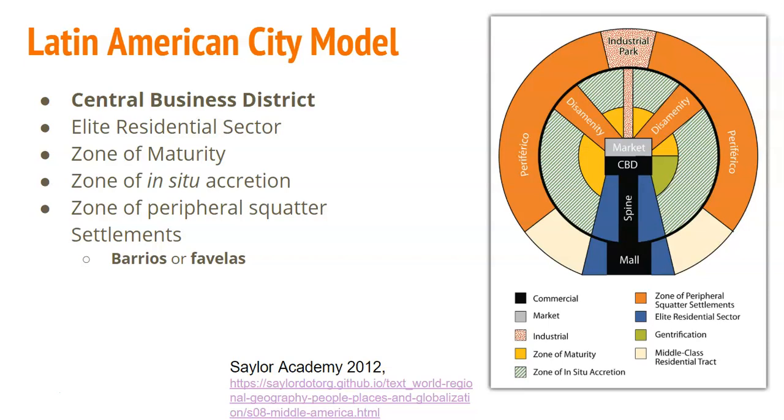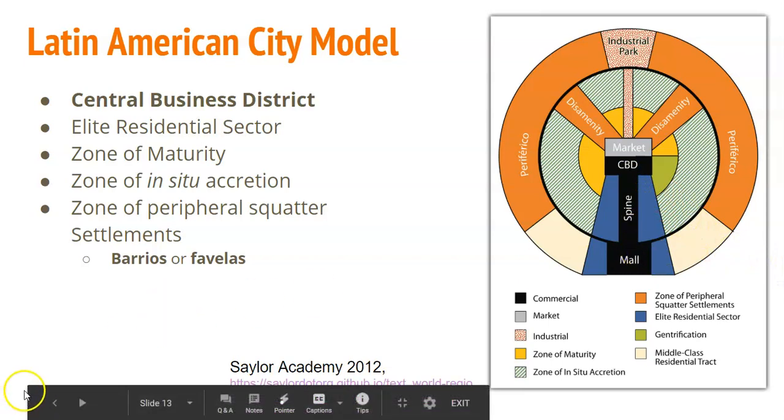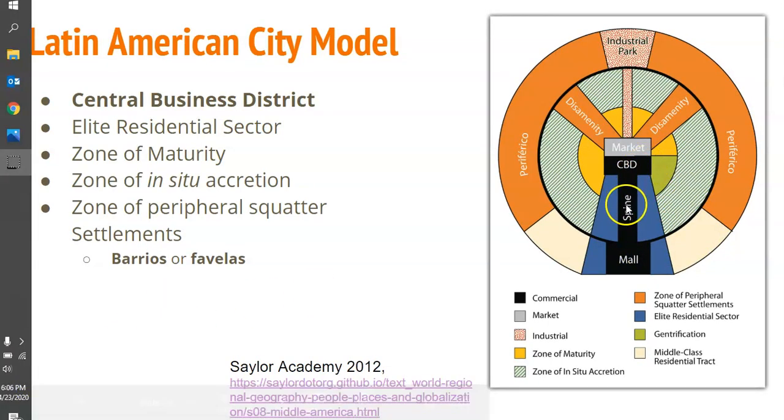Now, what's very interesting about the CBD is going to be this spine and the mall that it attaches to. This spine along here is going to be where you have a large amount of commercial ventures and a lot of, you know, retail and stuff, but it's going to be very high end.